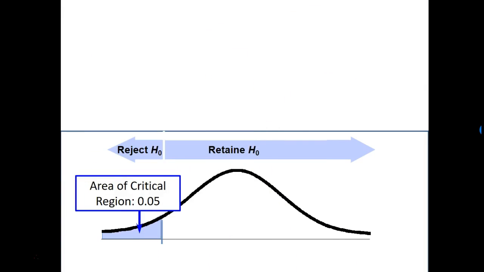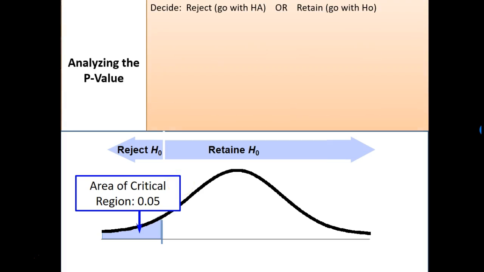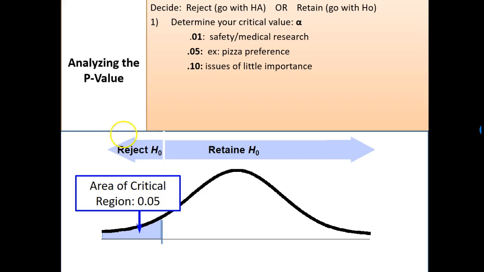All right, so once we have that, when do we reject or retain H0? So let's say we chose our critical region is 0.05. So what we're going to do is we decide whether we reject or retain. So you just determine that critical value, which I said in this case is 0.05. If you maybe would want 0.01 if you're dealing with life and death kind of safety or medical decisions, should you adopt a new drug. Issues of little importance, you could go with that 10%.